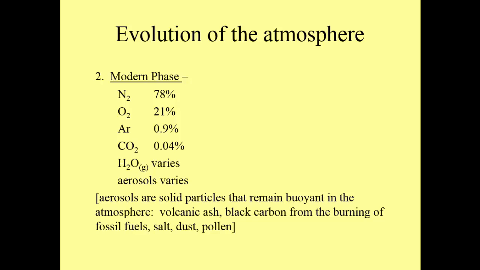And then aerosols, these are the solid particles that I was talking about. They remain buoyant in the atmosphere, floating up there. And there are things like volcanic ash, black carbon, for example, from the burning of fossil fuels, salt, dust, pollen. It really depends what part of the world you're in as to which of those aerosols are going to dominate in the atmosphere. Now, for example, here in the U.S. Southwest, as you might imagine, dust makes up the primary constituents of aerosols here.